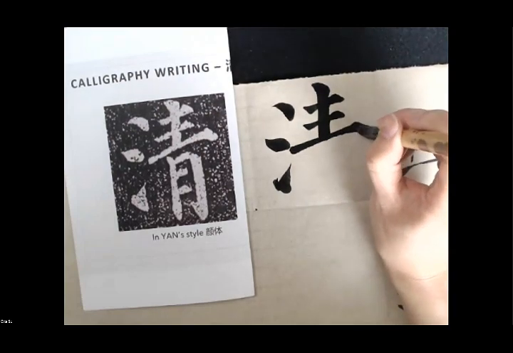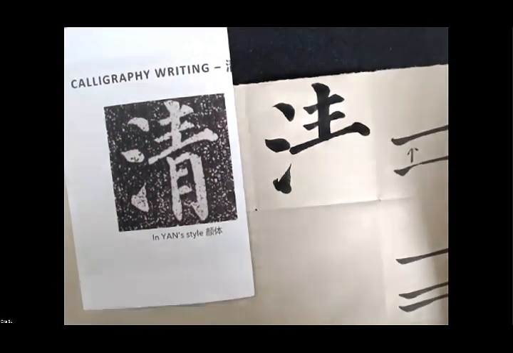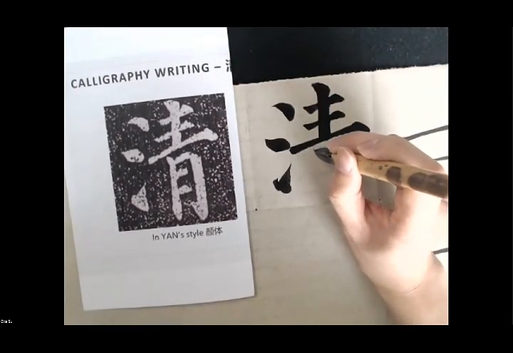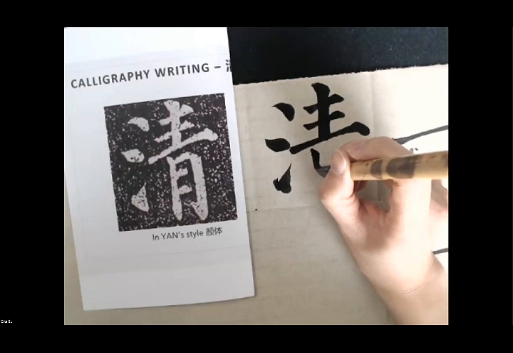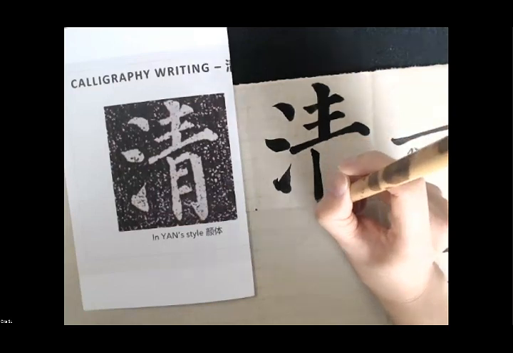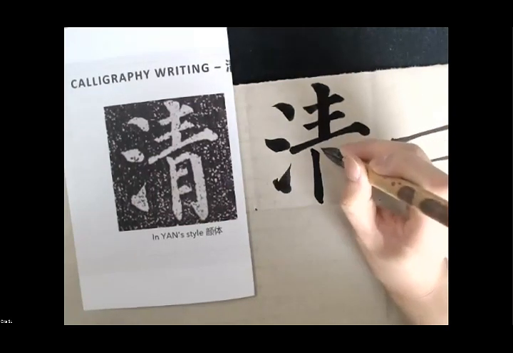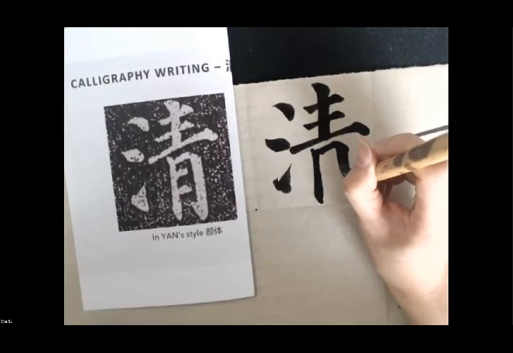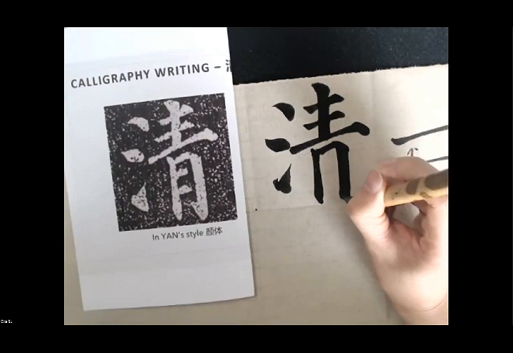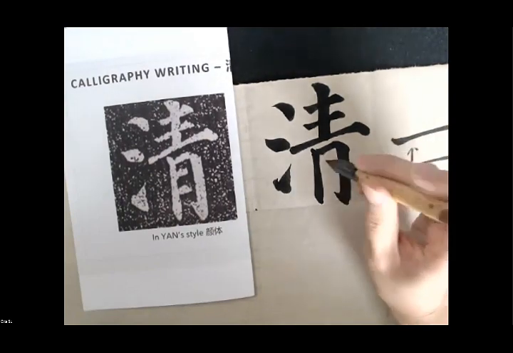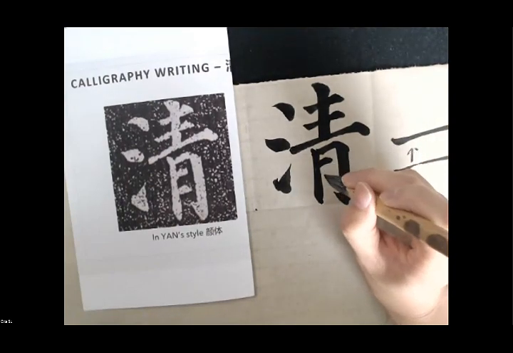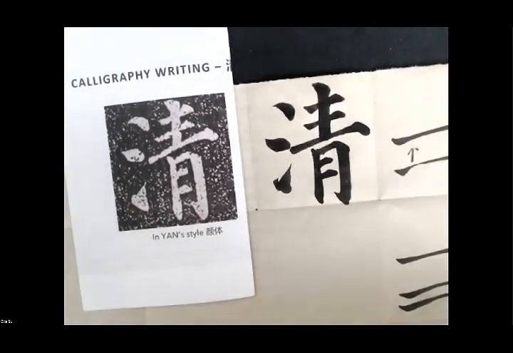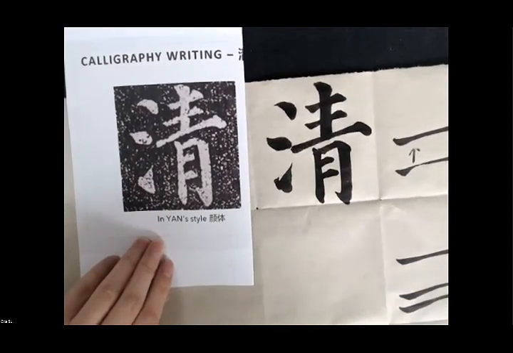We'll go straight. Go upward. Press down again. There's a yue underneath, so we start with shu first. Ending. Press down. There's the thickness. Then go up. One and two. That's a qin.